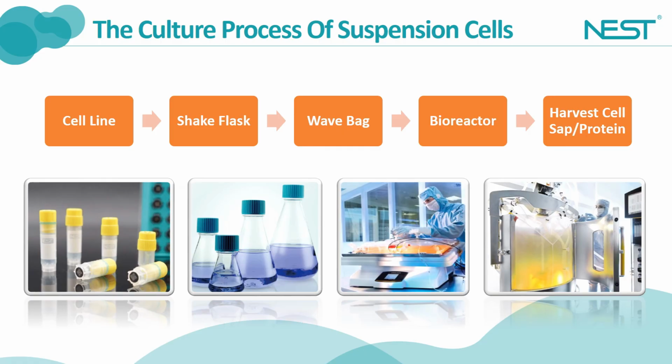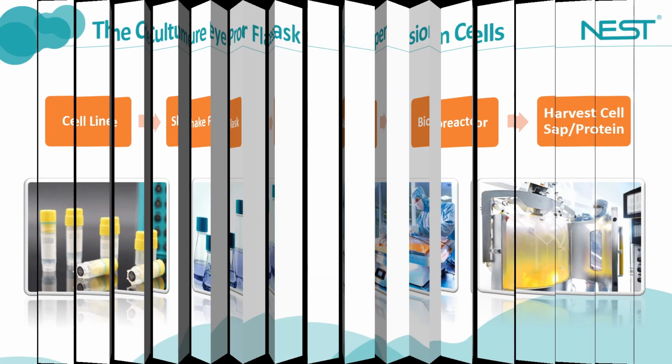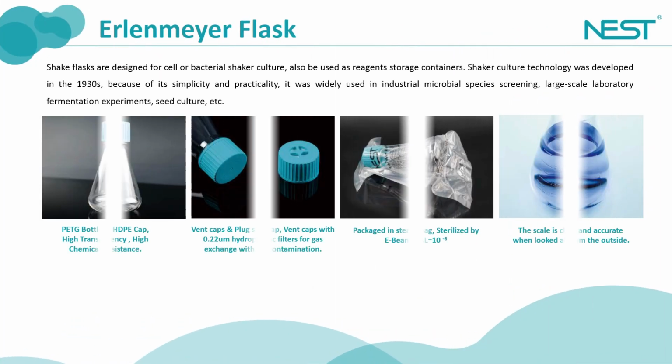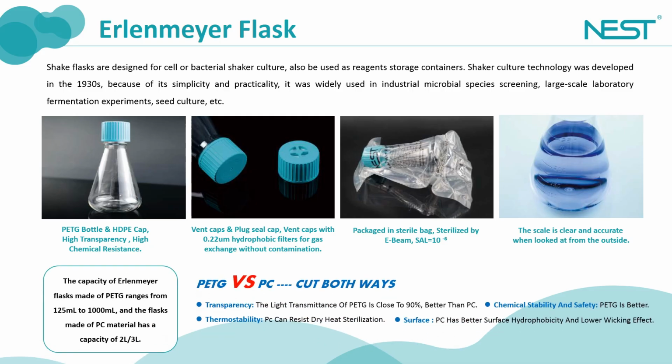NEST products will be used through the whole process, cryogenic vials and shake flasks, and we are working on the R&D of wave bags. The theme today is the introduction of shake flasks for cell culture. There are 2 kinds of NEST shake flasks, Erlenmeyer flask and high-efficiency Erlenmeyer flask.